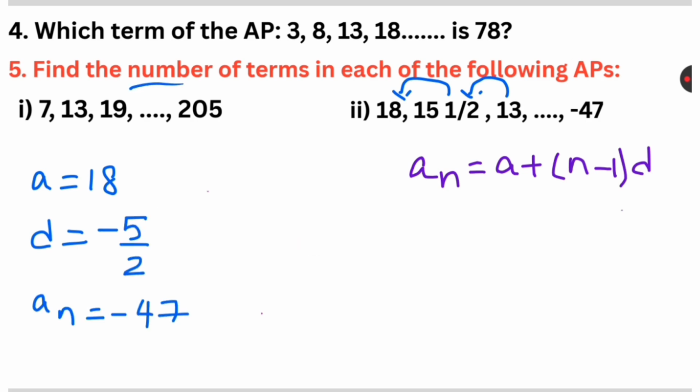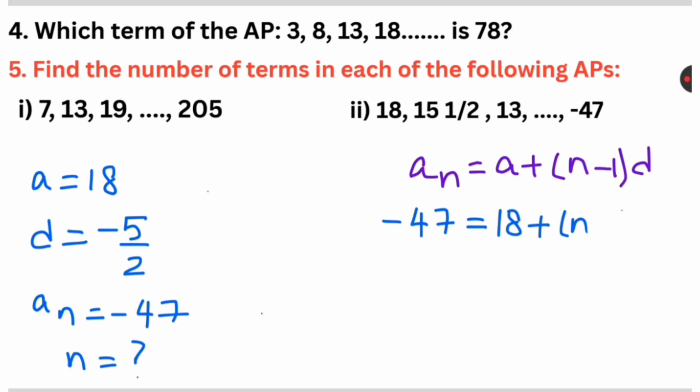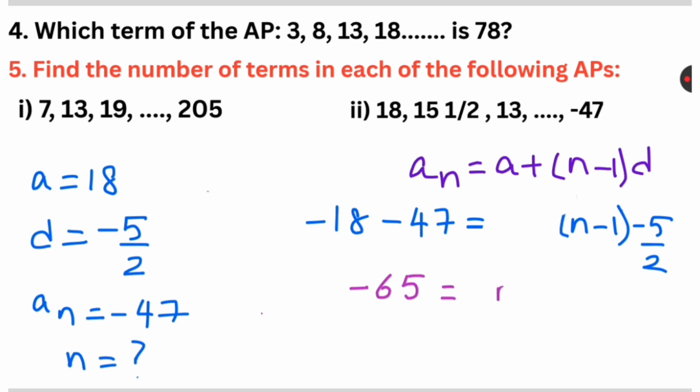We need to find the number of terms. That means we need to find the n value here. Let's use the same formula. So an, the value is minus 47, that is equal to a which is 18, plus n minus 1 into the d value, minus 5 by 2. Here we have a plus 18, so let's subtract 18 on both sides. Plus 18 minus 18 turns into 0. On the left hand side we have minus 18 minus 47, which is minus 65. That is equal to n minus 1 into minus 5 by 2.